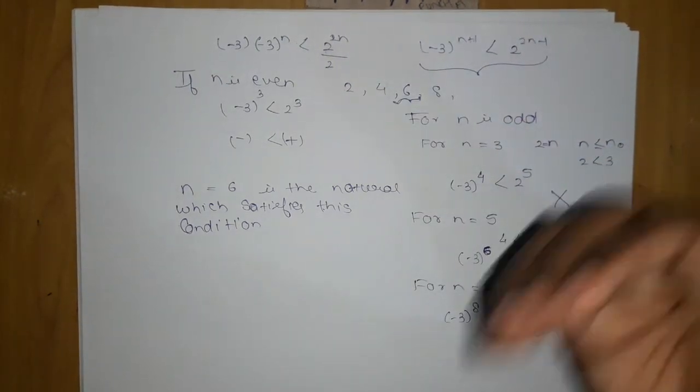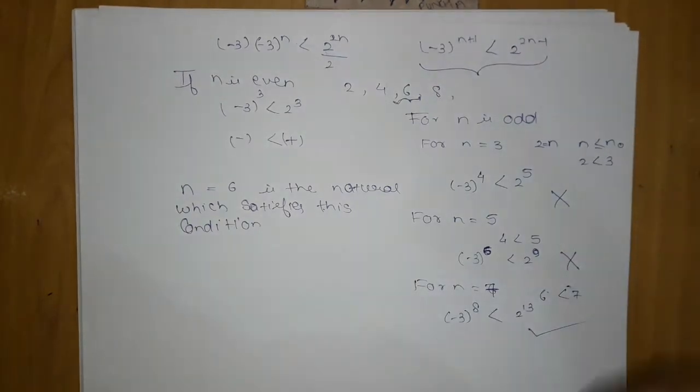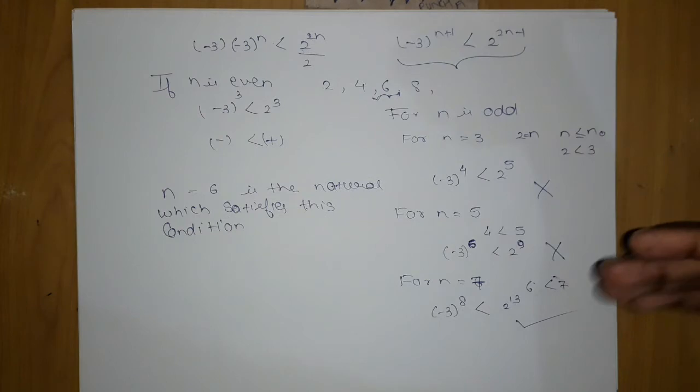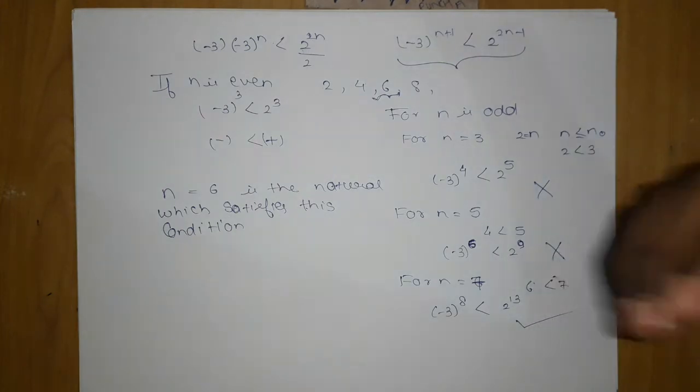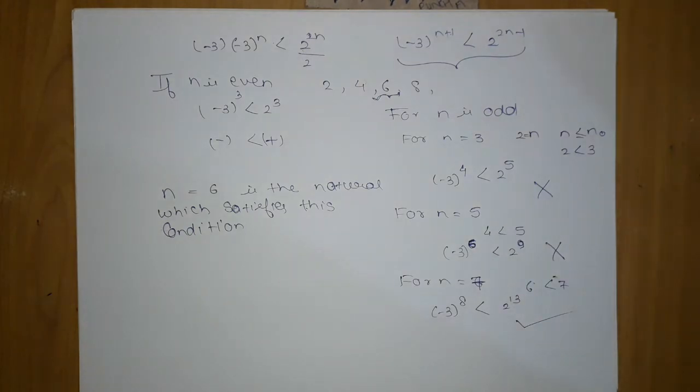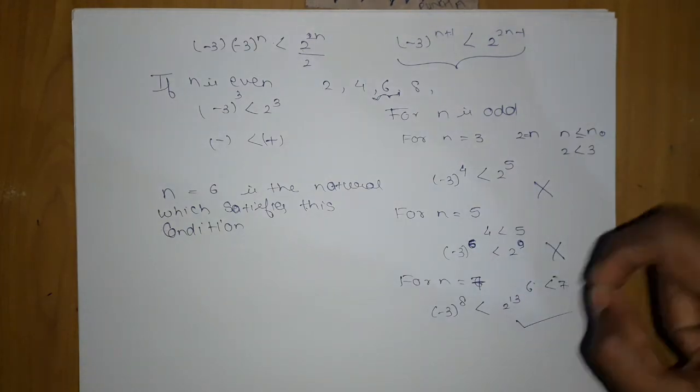We want to find the least natural number. After that, all natural numbers satisfy this condition. Then we take 7, which satisfied this condition, so 6 also satisfied, being just before that number. So 6 is the least possible number. After 6, 7, 8, 9, 10, all the natural numbers will satisfy this condition. That was the crux of this question.